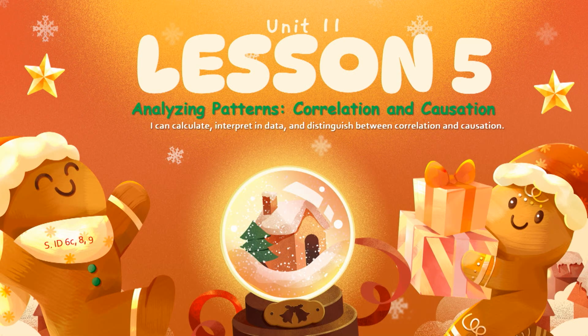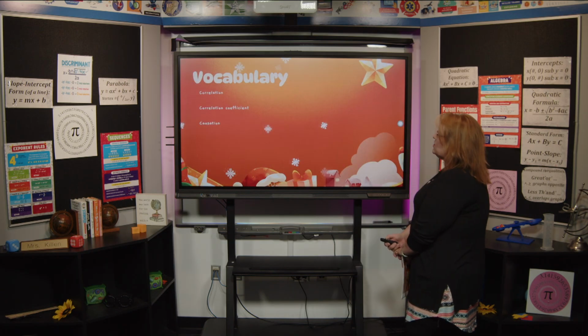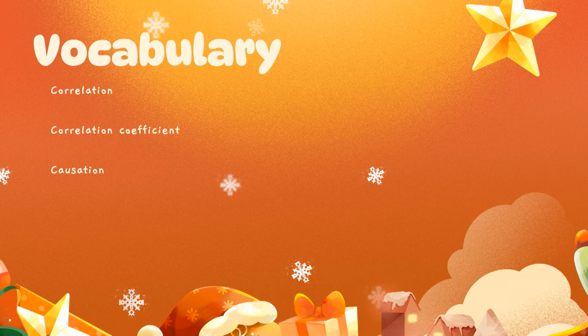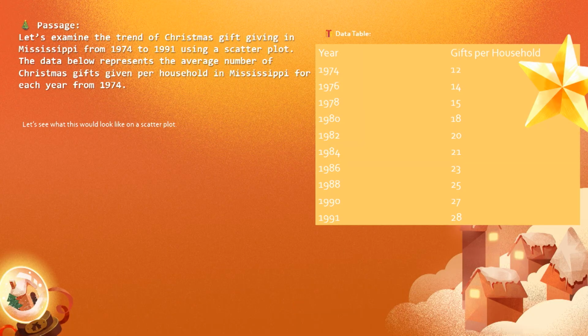Here we go. So Unit 11, Lesson 5, Analyzing Patterns, Correlation, and Causation. I can calculate, interpret in data, and distinguish between correlation and causation. We are looking at SID 6C, 8, and 9. So let's jump right in. We have new vocabulary: correlation, which shows the relationship between two variables, our correlation coefficient that we're going to look at in just a minute, and causation, what causes something to happen.